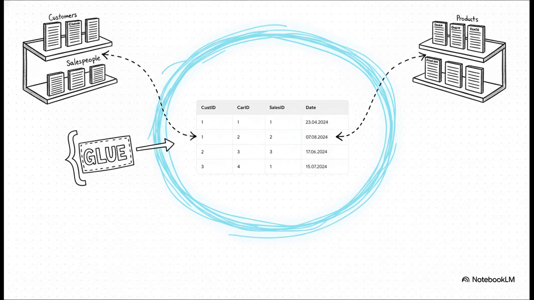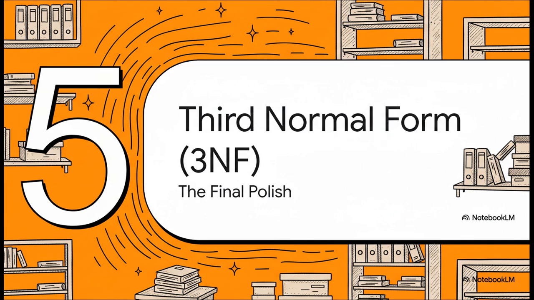So, what's left of our original, giant, messy table? Just this, the sales table. It has now become a simple linking table. All it has are the IDs for the customer, the car, and the salesperson for each transaction, plus the date it happened. It's basically the glue that connects our neatly organized shelves of data together. We are almost done, I promise.